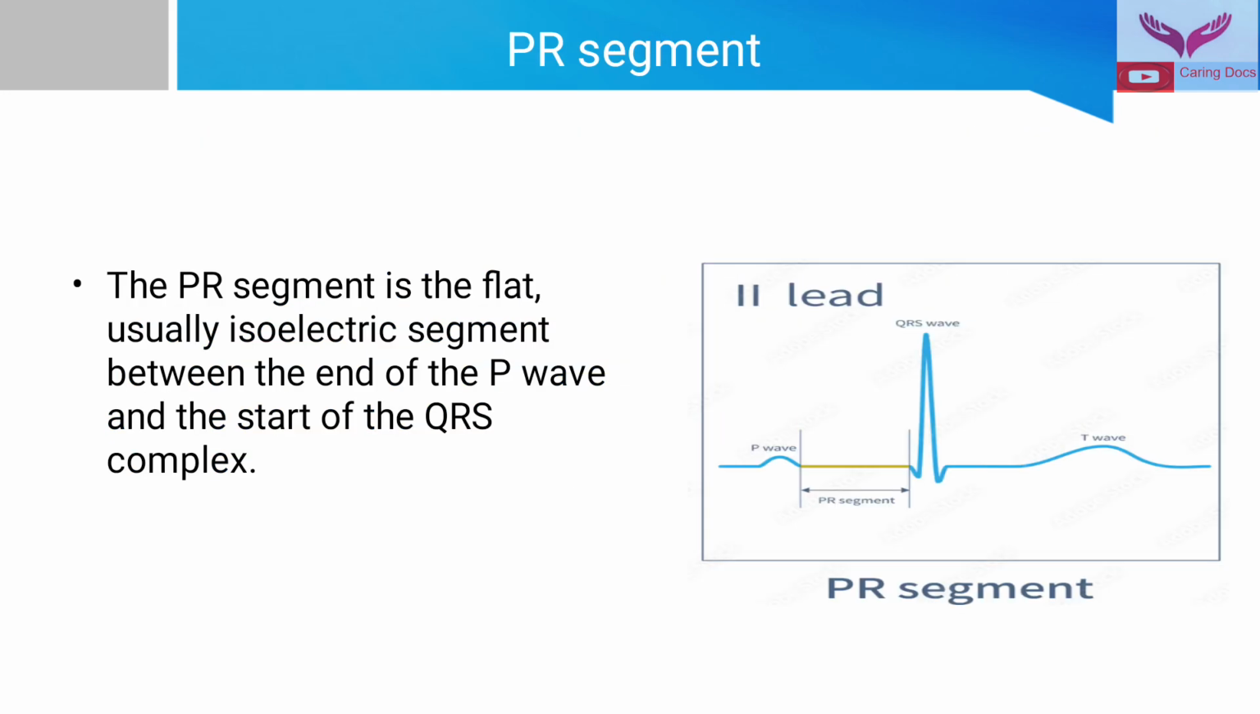The PR segment is a flat, usually isoelectric segment between the end of the P wave and the start of the QRS complex, whereas the PR interval is from the beginning of the P wave to the start of the QRS. And the PR segment is the distance between the end of the P wave and the start of the QRS complex.